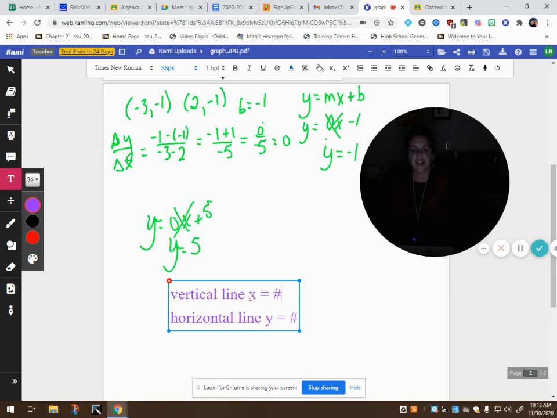A vertical line is x equals a number. A horizontal line is y equals a number. And think about that. A horizontal line crosses the y-axis, so wherever that line crosses the y-axis is the equation of the line. A vertical line is going to cross the x-axis, so the equation is wherever that line crosses the x-axis is equal to that number.